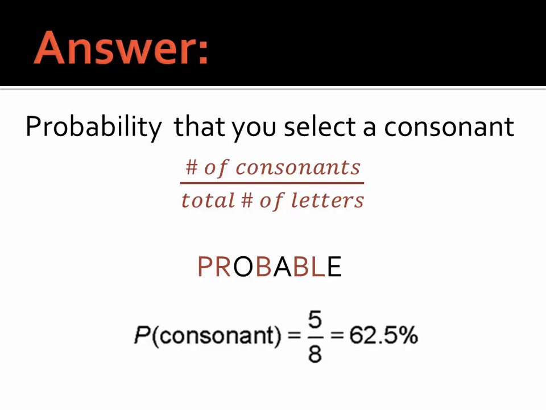Okay. So the number of consonants we have: P, R, B, B, L. It's anything that's not a vowel. So there's 2, 3, 4, 5. 5 consonants out of the whole, all of them that we have to choose from, which is 8. Okay? 5 out of 8 is 62.5%. Okay, how do we feel? Okay? Gotta read the question.